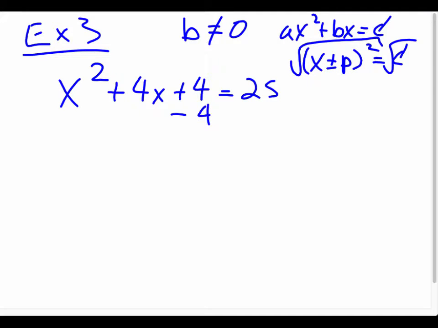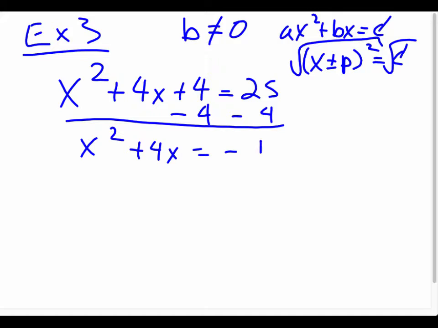So the first thing that I'm going to do is I'm going to subtract 4 from both sides, and I get x squared plus 4x is equal to negative 4. Now here's the trick here.